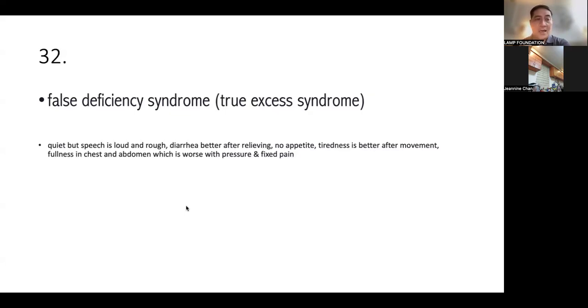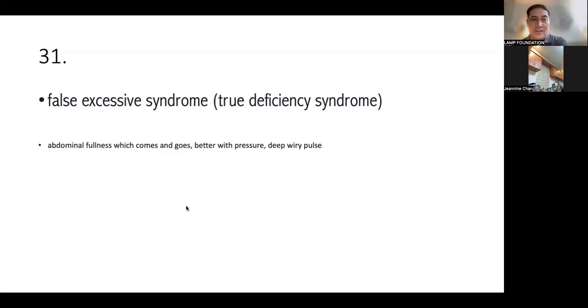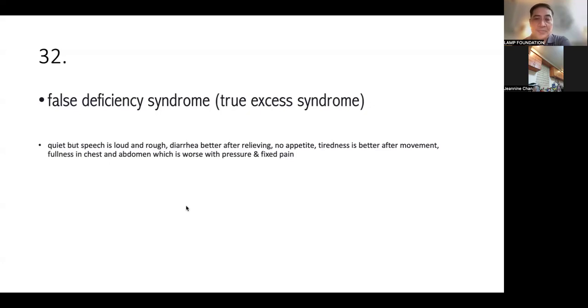Next, false deficiency syndrome. So it could be true excess syndrome. How do you differentiate? By listening to the speech.